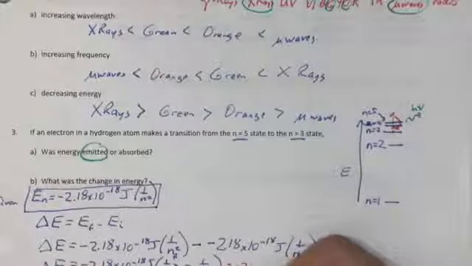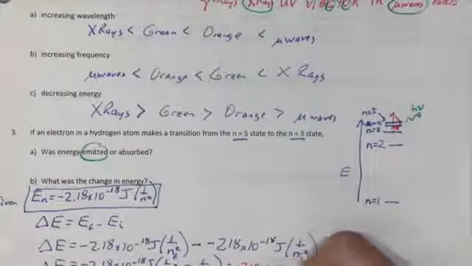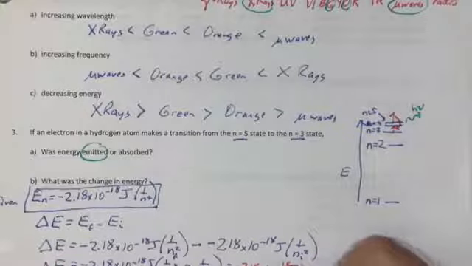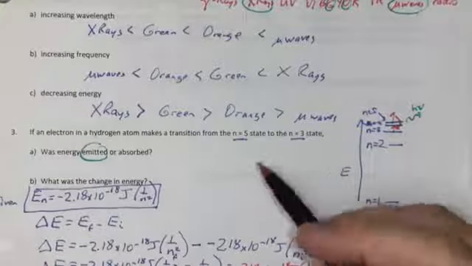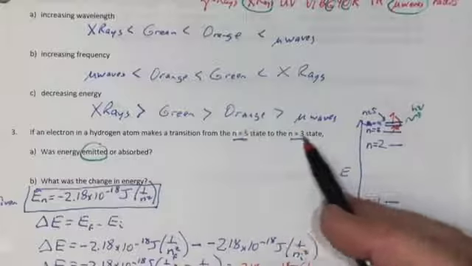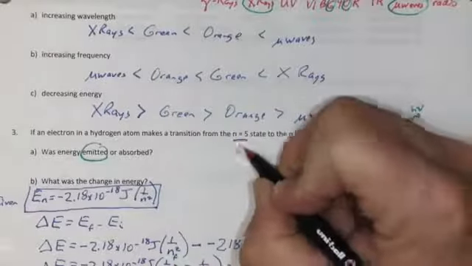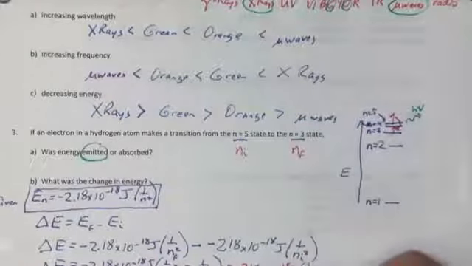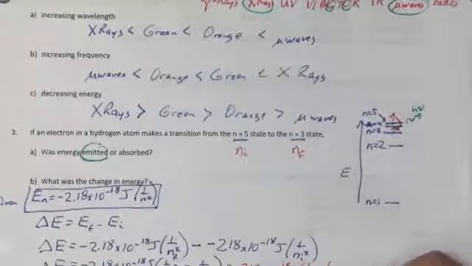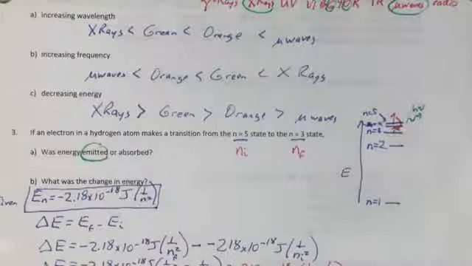It's going to be negative 2.18 times 10 to the negative 18 joules times 1 over, and what's the final state? Well, it's falling from the n equals 5 to the n equals 3. This is n sub f. N equals 5 is the n sub i. So it's going to be 1 over 3 squared minus 1 over 5 squared. Now, when we plug that into our calculators and calculate it, then the delta E calculates out to be negative 1.55 times 10 to the negative 19 joules.